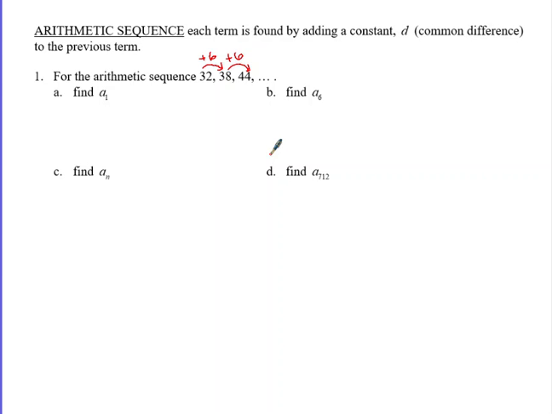Part A says, find A sub 1. That means we are looking for the first term, which is just 32. Part B says find A sub 6, so find the sixth term in the sequence. One way to do that is by continuing the pattern. So if we continue to add 6, we get 50, 56, 62. So the sixth term is 62.